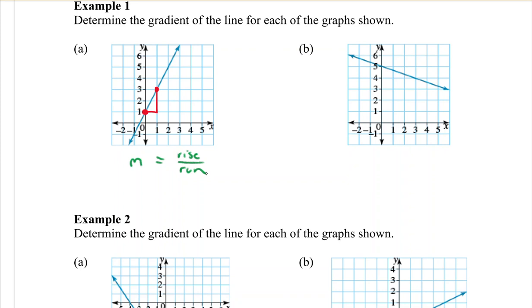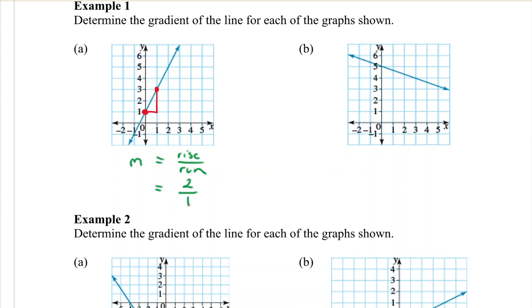Rise is, when we rise, we're thinking vertically. How far up are we rising? So you count the spaces. So there is 1, 2 spaces that triangle has risen. So it's a rise of 2. The run is how far horizontally my triangle goes, which is 1 space. So it is 2 over 1.